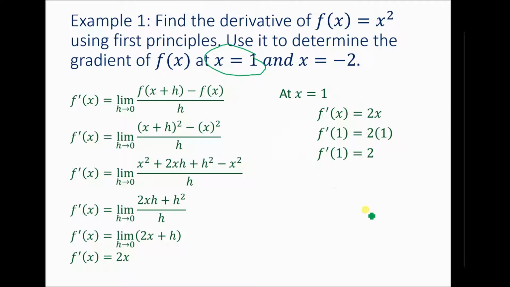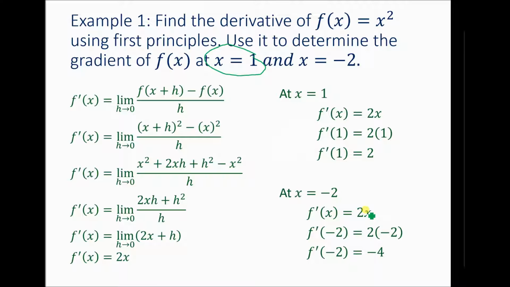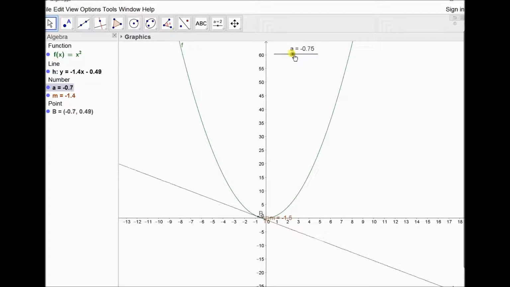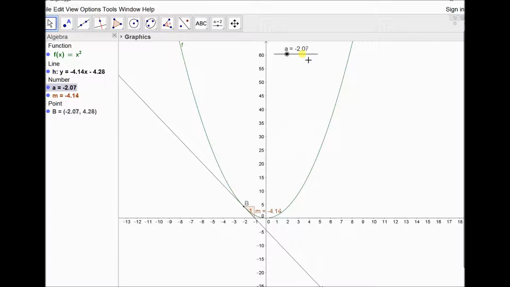Now when I plug in -2, I go back to my derivative function, which is simply 2x, plug in -2, and I should get -4. Again, confirming that with a graph, when I slide to -2, I get -4. So we're back at my graph. Let's slide this right over to -2. A little bit too far. At -2, does it get to -4? Perfect. It gets exactly to -4. That is confirming graphically what first principles has told us.